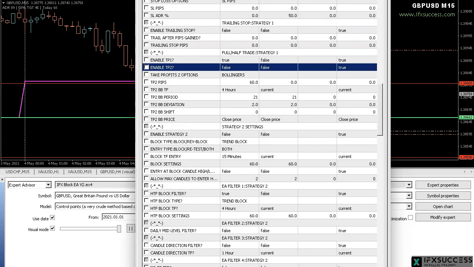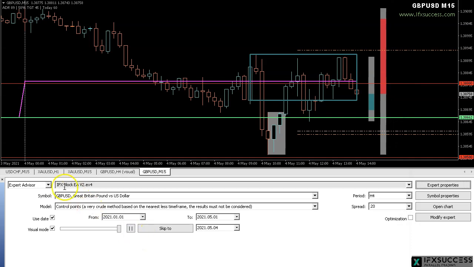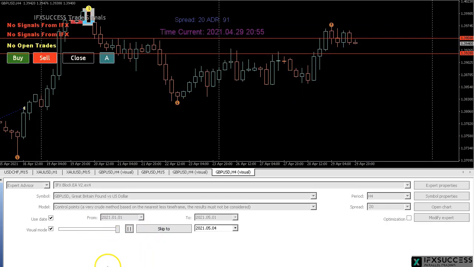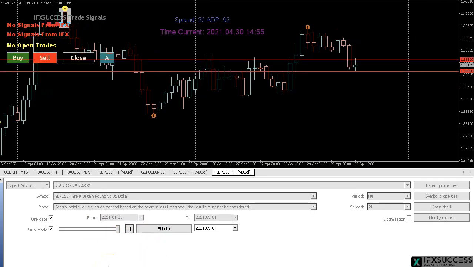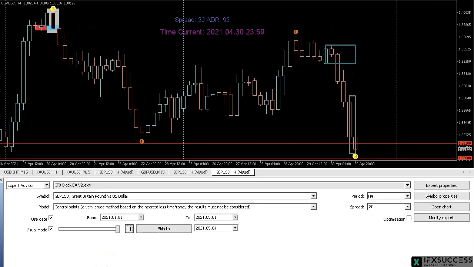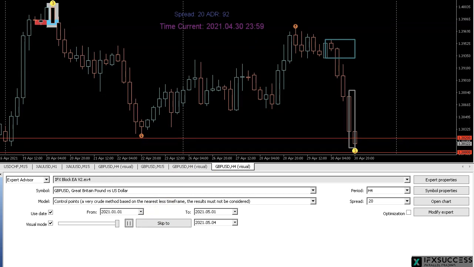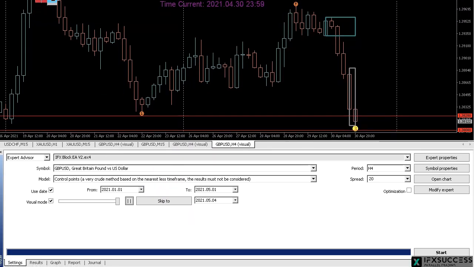So right now I'm going to go to OK, and we're going to run it on pound dollar, and we're going to run it just for a few months, because otherwise it's going to take forever and too long. Okay, so now finally we've got the results. Again, this is quite long, but it's okay.